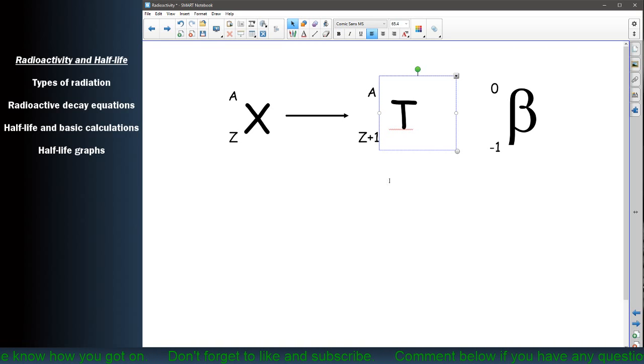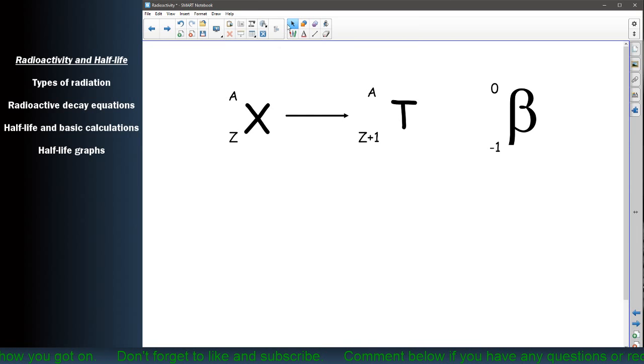T would be better. Okay, just so as not to confuse it with our material from last time.